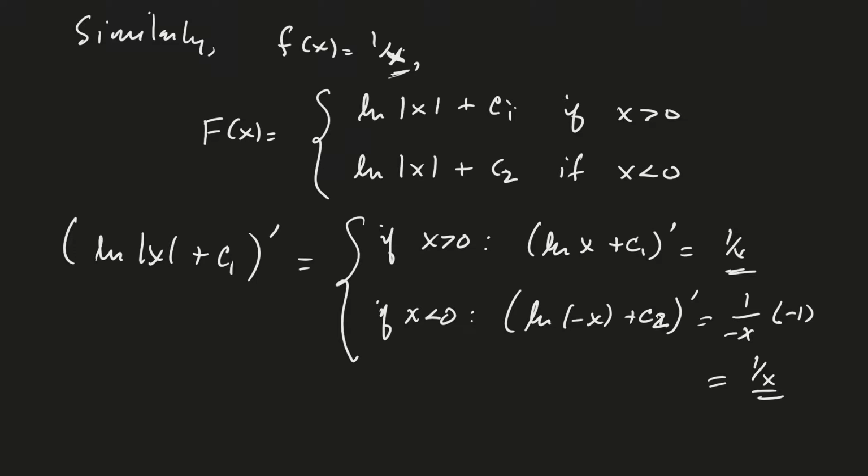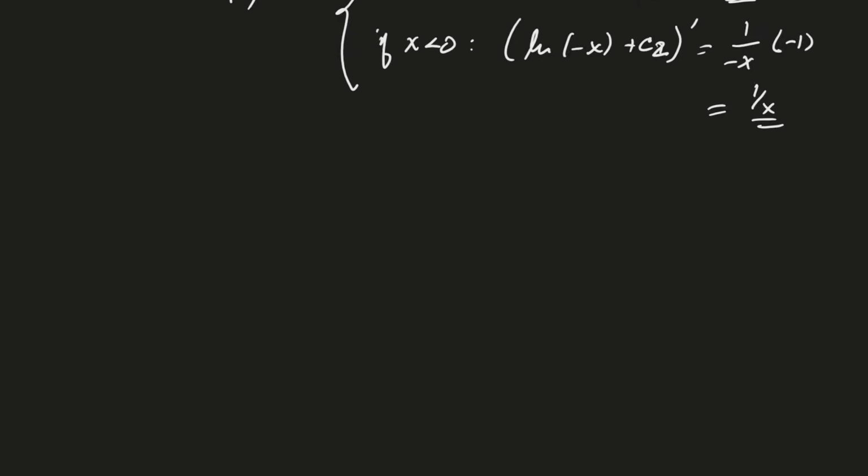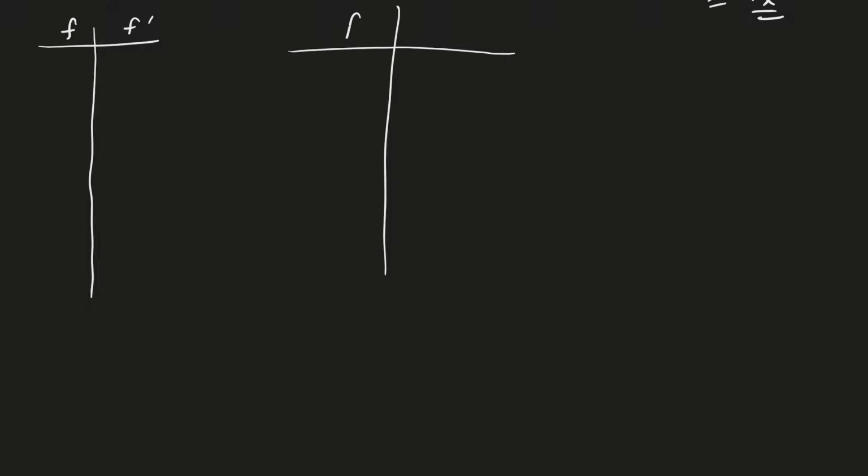Alright, so now when you're taking antiderivatives, it's good to remind yourself or keep a list of the antiderivatives that we know. The way to do this is to think about what the table of derivatives is. So if you have f and f prime, we can take our table of antiderivatives, and when we take our antiderivatives, we'll use capital F for the antiderivative.